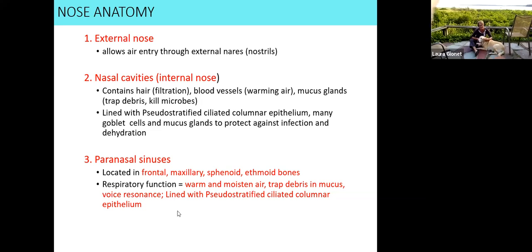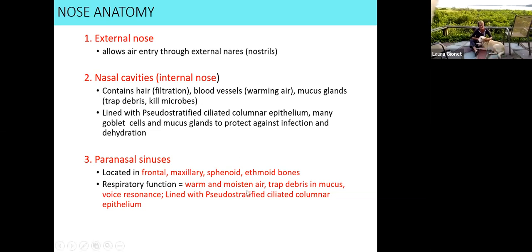Then we go to the sinuses, and you learn those in the skeletal system. We have maxillary sinuses, frontal, sphenoid, and ethmoidal sinuses. So as a group, we just call them paranasal sinuses now. They function to warm and moisten air as well, trap debris and mucus, voice resonance, and are lined with pseudostratified ciliated columnar epithelial tissue, just like the nasal cavities are.